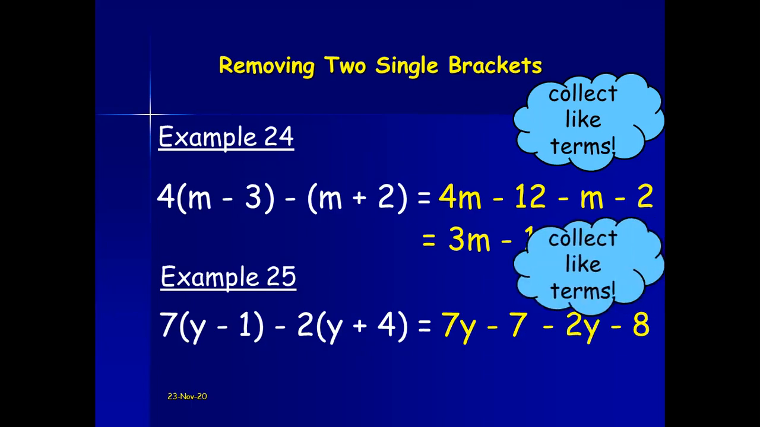Okay, let's collect the like terms. 7y minus 2y, that's 5y. Negative 7 and negative 8, they are the same sign, so we'll add them and keep the sign, so it will be negative 15.